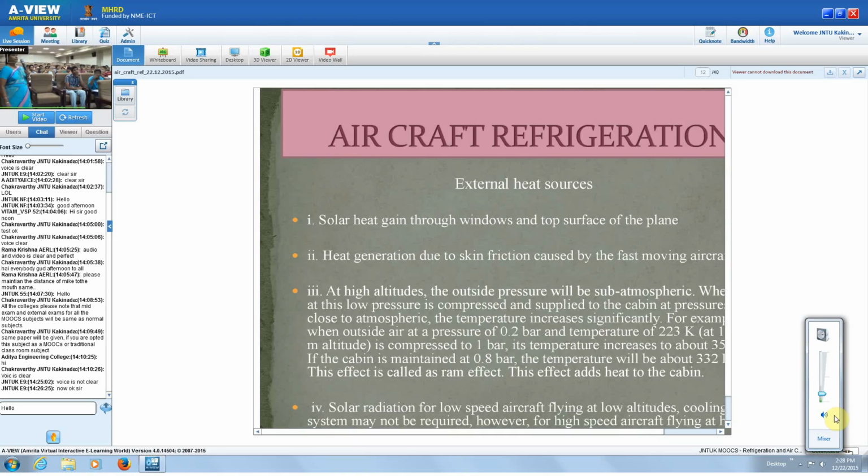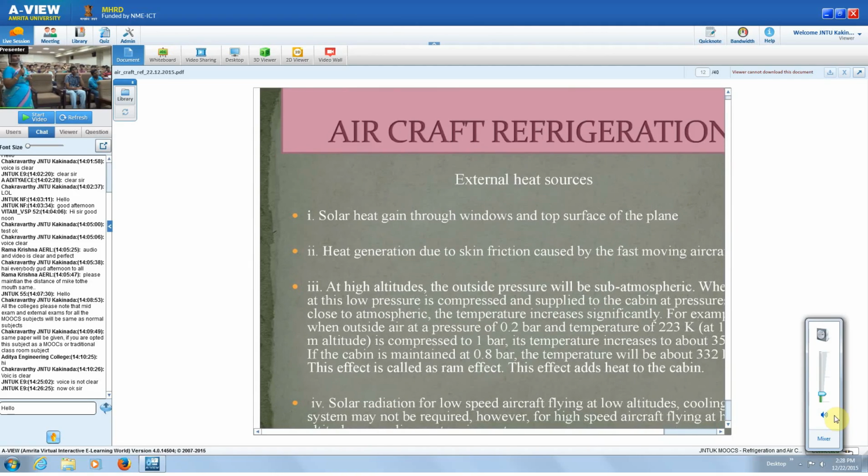When the vehicle is moving at high velocity, always opposite to the air, the temperature and pressure will increase. So whatever air comes inside the cabin will be at high pressure and also temperature. That should be reduced. At high altitudes, the outside pressure will always be lower than atmospheric pressure, maybe 0.2 bar, 0.3 bar. That depends upon the altitude at which the aircraft is moving.